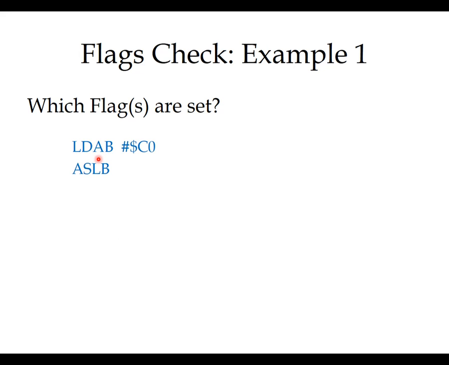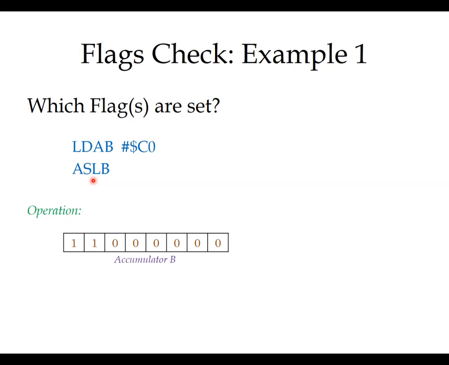Now let's look at the first line. You are loading C0 into accumulator B, and then you are doing an arithmetic shift left on B. This is what you are given, C0. In binary, 1100 is my C, and the rest is 0. I wrote it in binary so that I can show you the shifting. What happens is you push a 0 in from the right side and move all the bits one position to the left, and the most significant bit goes to the carry.